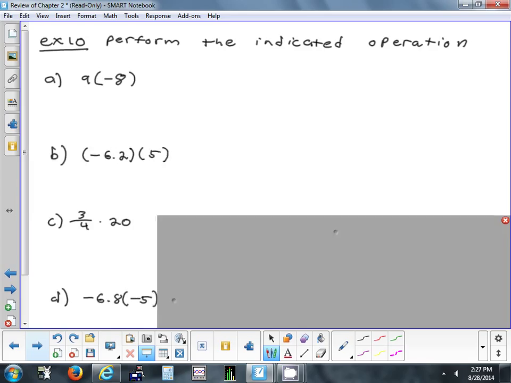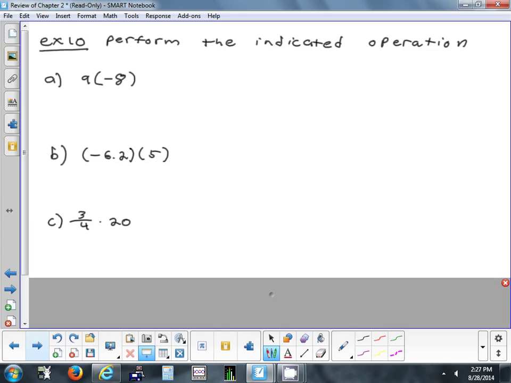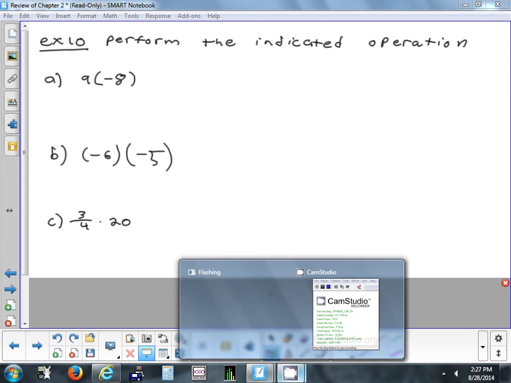We want you guys to try those three problems. So guys, the same rules for multiplication go for division too. It doesn't change. That's why I put multiplied or divided by. And we have to put those brackets in there so it doesn't all get jumbled into one thing.